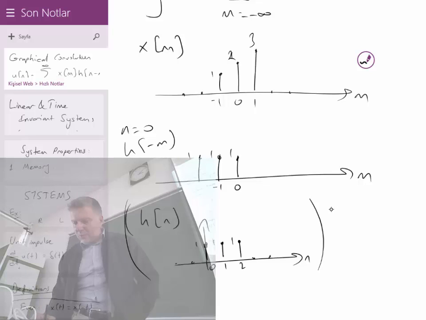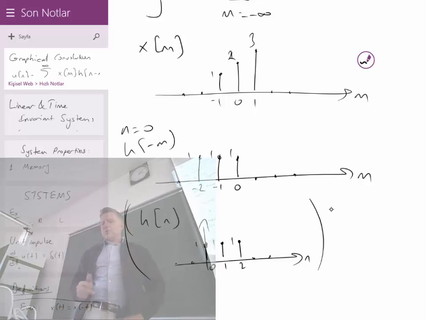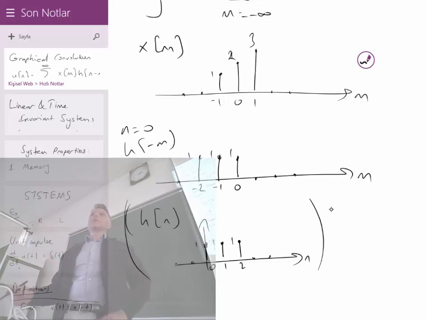At 0, minus 1, minus 2, and all the others are 0. So this is h of minus m. h of minus m corresponds to n is equal to 0. When n changes, let's assume when n is equal to 1, what does h of 1 minus m look like?